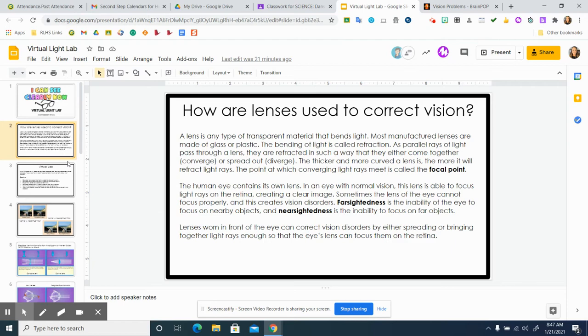So the first part of this lesson is to learn a little bit about what lenses are and how they're used to correct vision. So a lens is any type of transparent material that bends light. Most manufactured lenses are made of glass or plastic. The bending of light is called refraction.